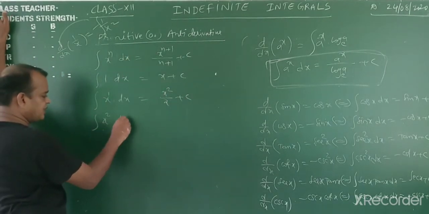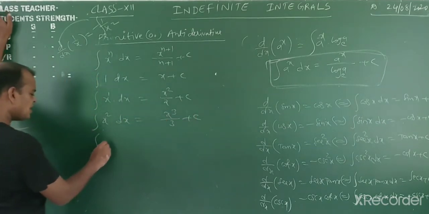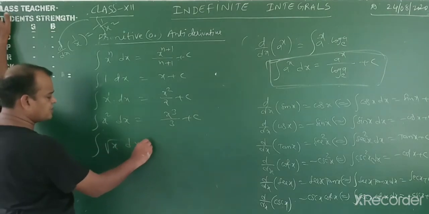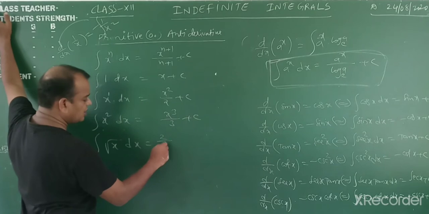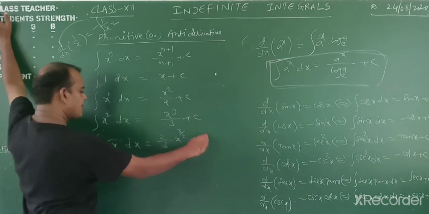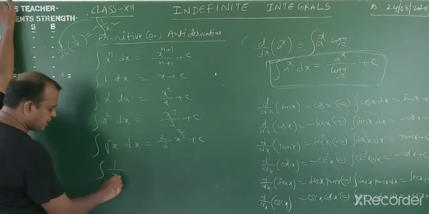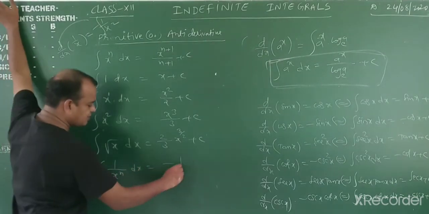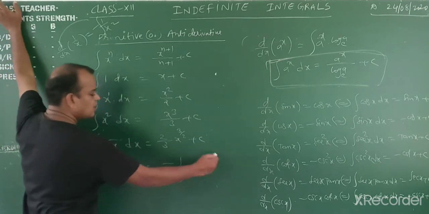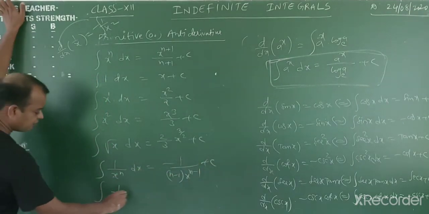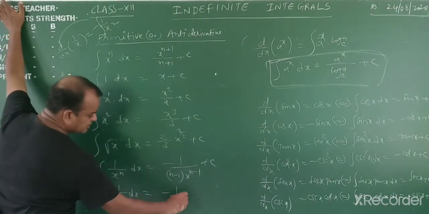Integral of x square dx: x cube by 3 plus c. Integral of root x dx: root x means x power 1 by 2, plus 1 gives 3 by 2, and dividing by 3 by 2 means multiplying by 2 by 3. So 2 by 3 x power 3 by 2 plus c. Now integral of 1 by x power n dx is minus 1 by n minus 1 into x power n minus 1, plus c. 100%, my dear students. Integral of 1 by x square dx is minus 1 by x plus c.